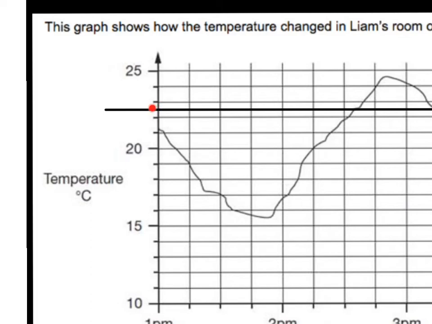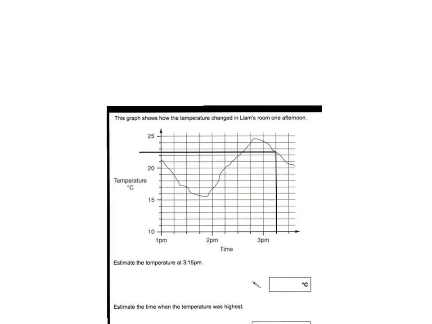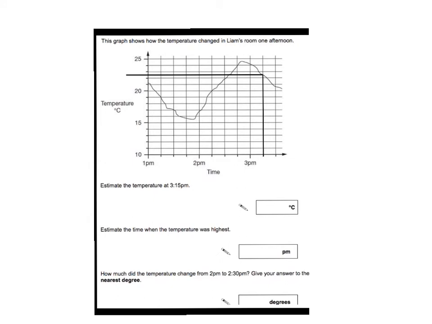And I can see that working on my graph, it might be a bit more accurate on paper, but looking at my graph it would appear that it is halfway between those two increments, so it's halfway between 22 and 23, which would make it 22.5. So in my answer box there I would write 22.5, with my decimal point clear. And then in the next question it says estimate the time when the temperature was the highest.